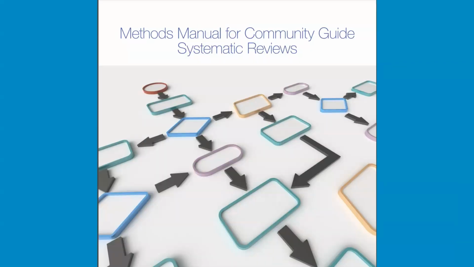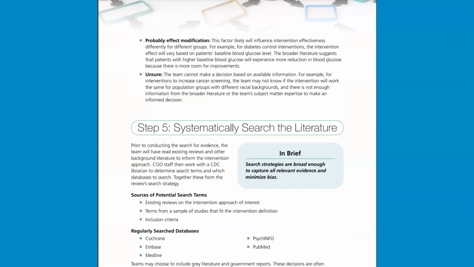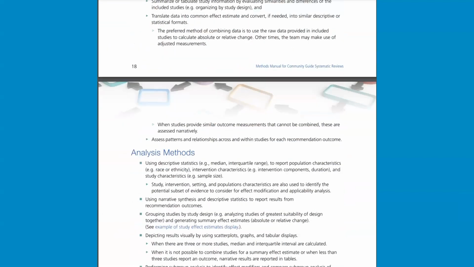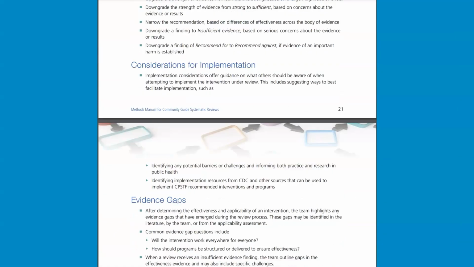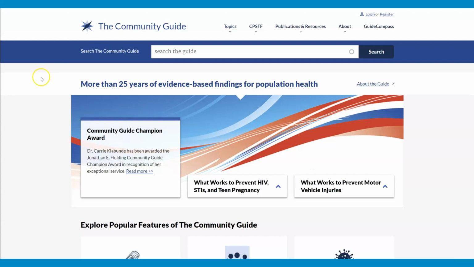And then finally, once you've gone through all of that, then you're ready to get to the final step. So now that step 9 is done, we're ready for identifying any gaps that may still exist, but more importantly, we're ready for dissemination. And the Community Guide has 25 years of evidence-based findings for population health.